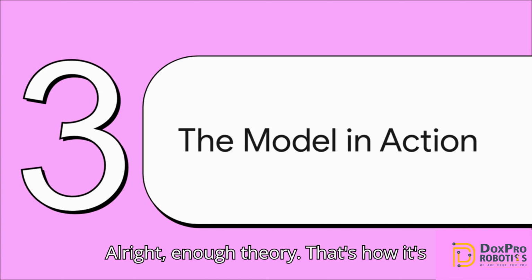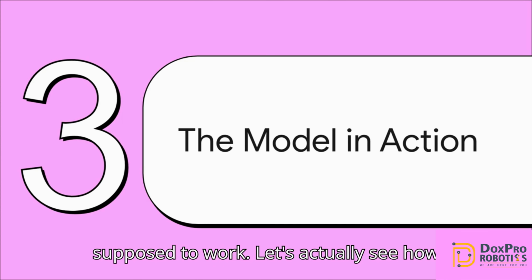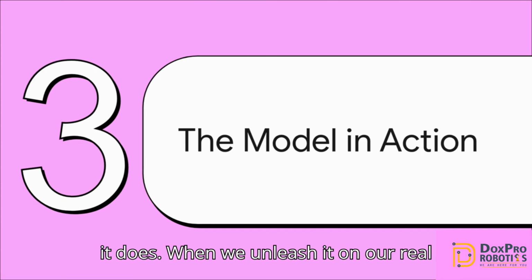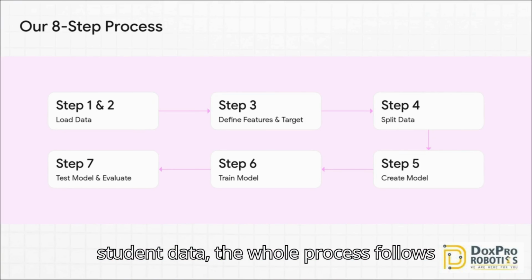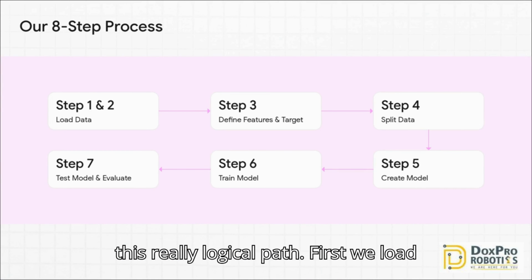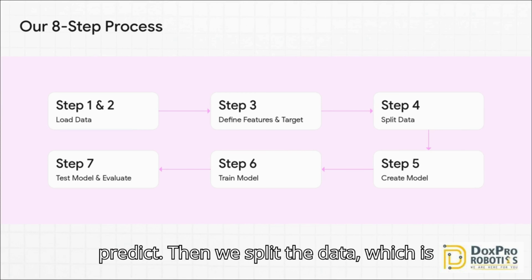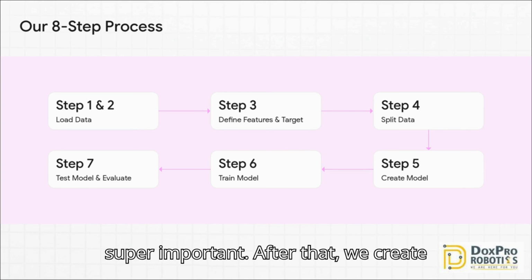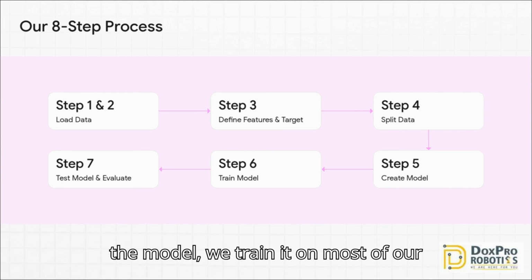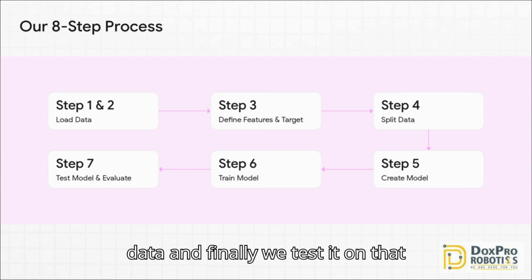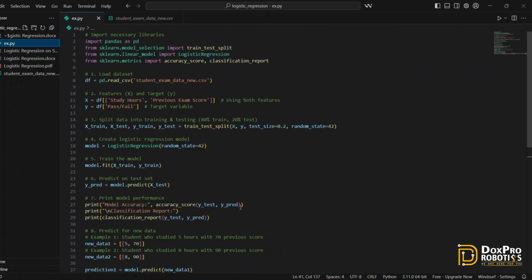All right, enough theory. That's how it's supposed to work. Let's actually see how it does when we unleash it on our real student data. The whole process follows this really logical path. First, we load up the data. Then we tell it what our clues are and what we're trying to predict. Then we split the data, which is super important. After that, we create the model, we train it on most of our data, and finally, we test it on that little bit we held back.